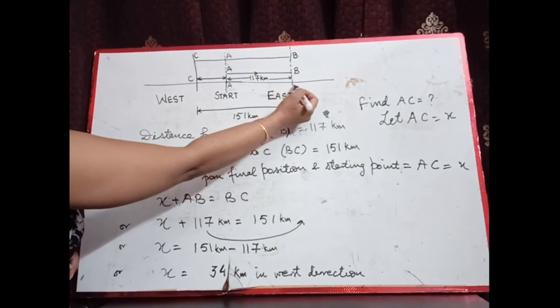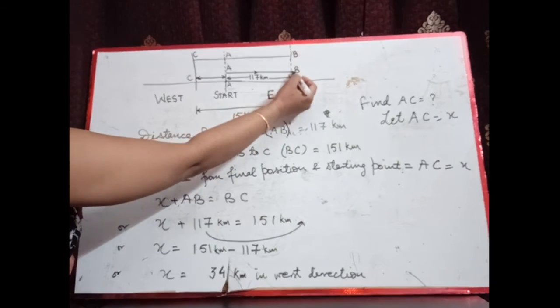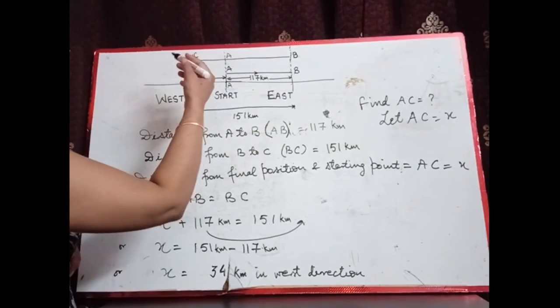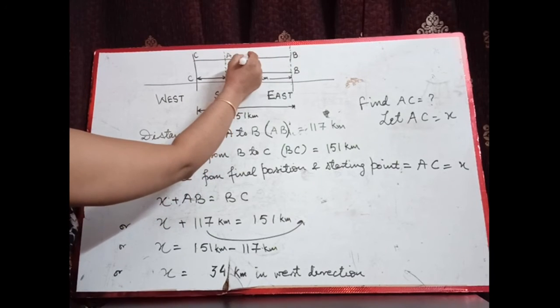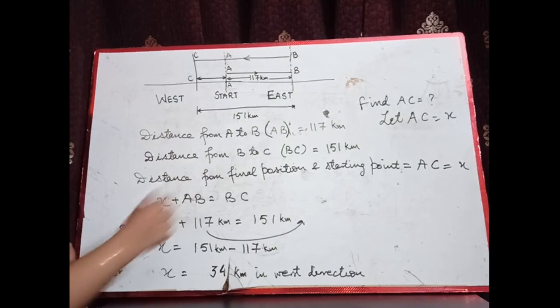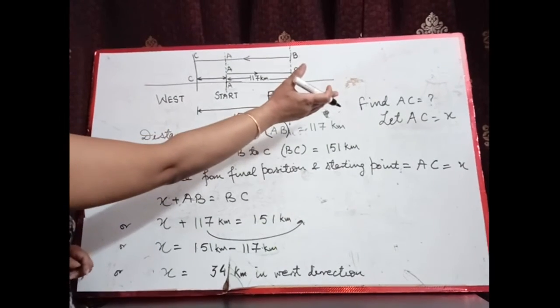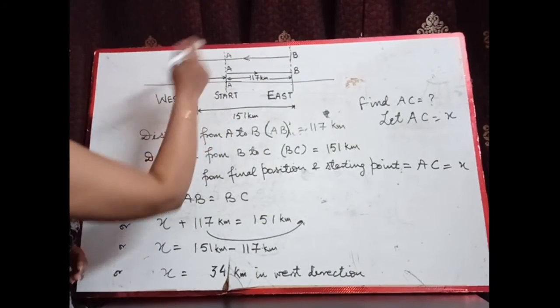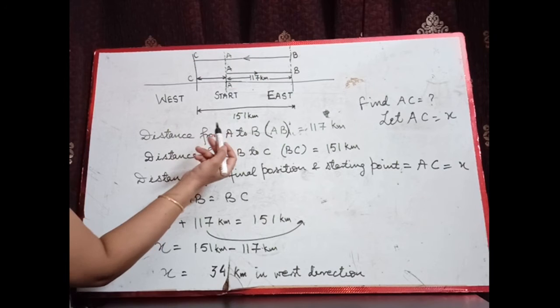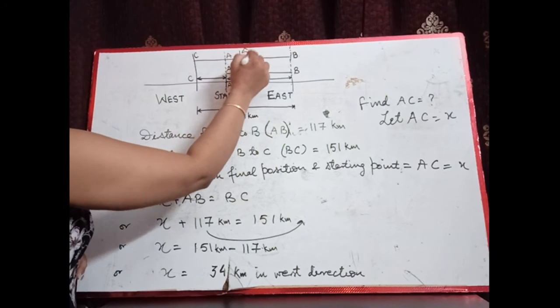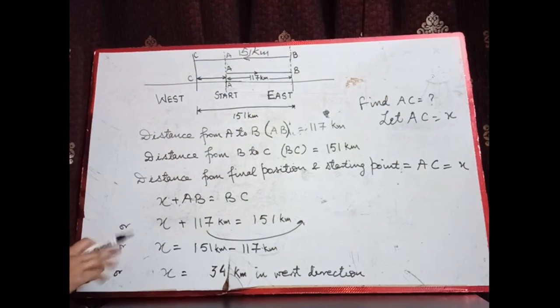When he is at point B, he takes a U-turn. That means he moves in the opposite direction. He moves back and he comes in this direction. Earlier he was going in the east direction. Now he is moving in the west direction. He moves 151 kilometers in the west direction.